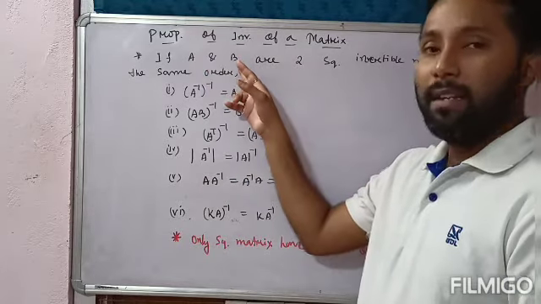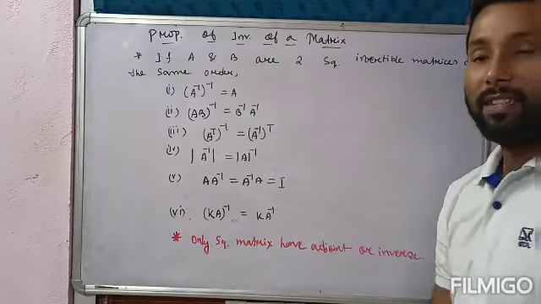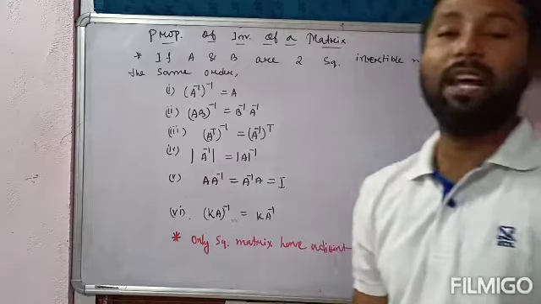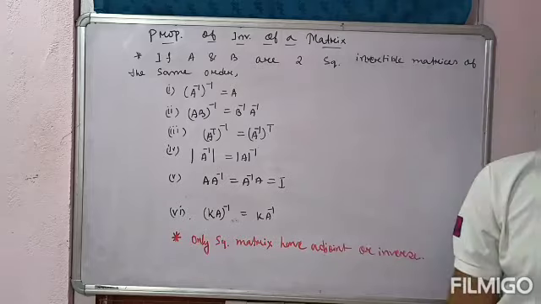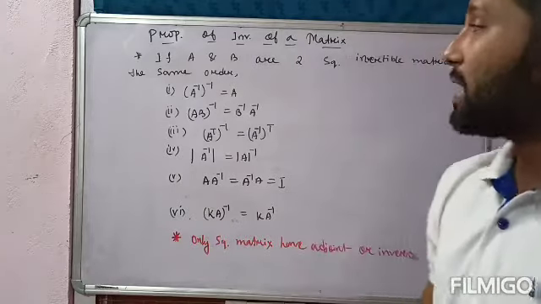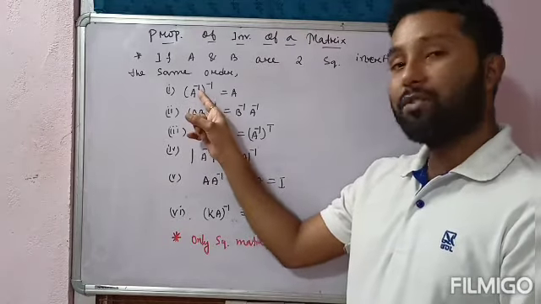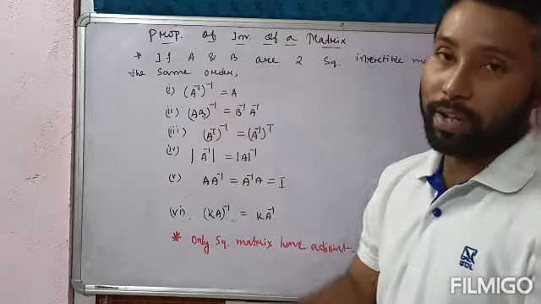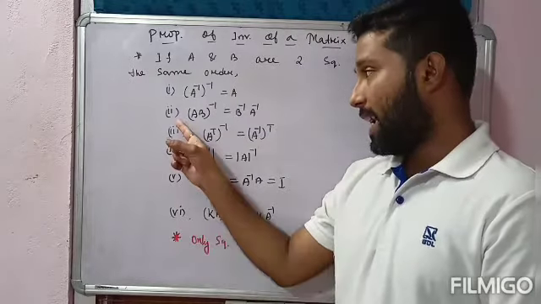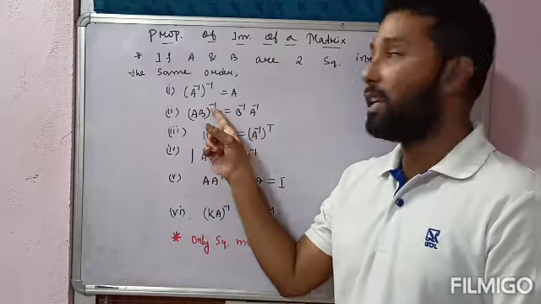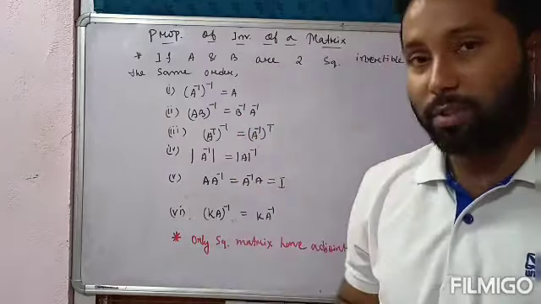If A and B are two square invertible matrices of the same order, invertible means inverse exists, then the first theorem: A to the power minus 1, whole thing to the power minus 1, is equal to A. That means A inverse whole inverse is equal to A. The second theorem is AB whole inverse is equal to B inverse into A inverse, not A inverse into B inverse. It is just like transpose.